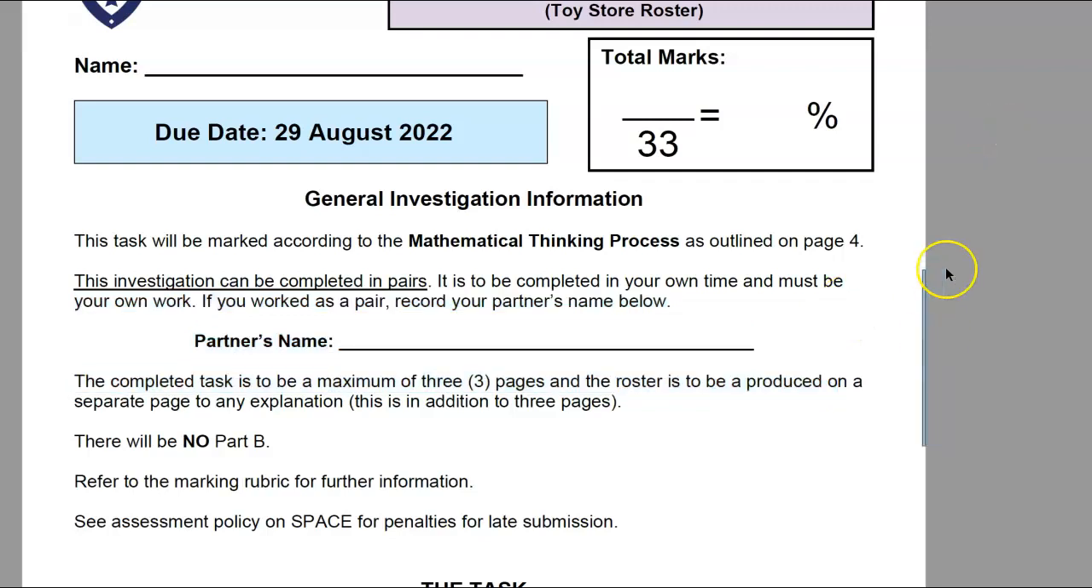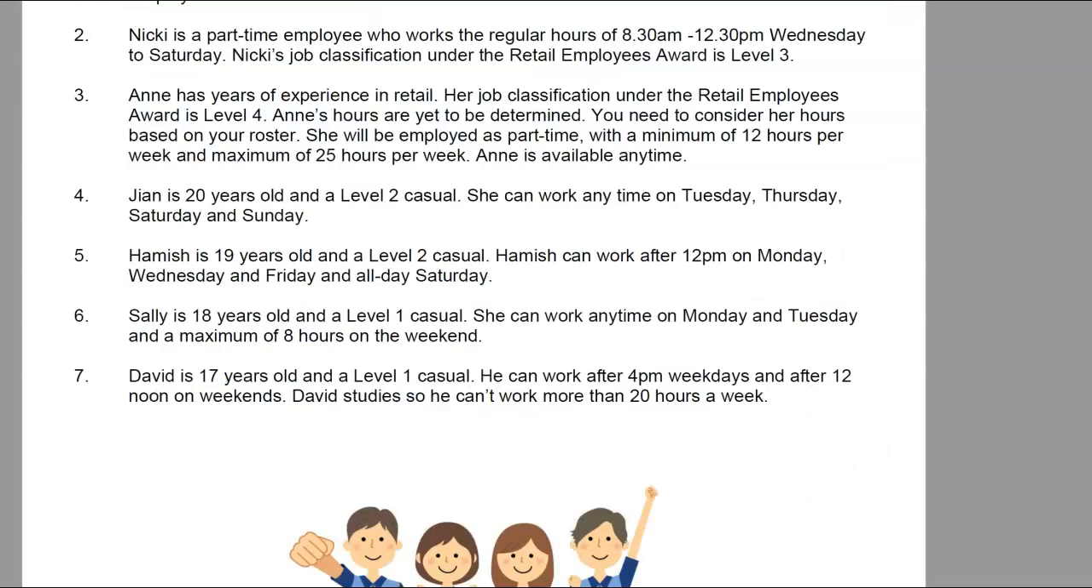Okay, so that's it. Now let's talk through it. You're allowed to work in pairs if you like. You don't have to, but it is a good collaborative exercise and certainly would be worth your while. But like I said, you don't have to. Some people don't feel comfortable. But what I want to talk through with that investigation is basically the mathematical thinking process. The mathematical thinking process is on the inside middle, and you can see there are marks allocated to each of the stages.